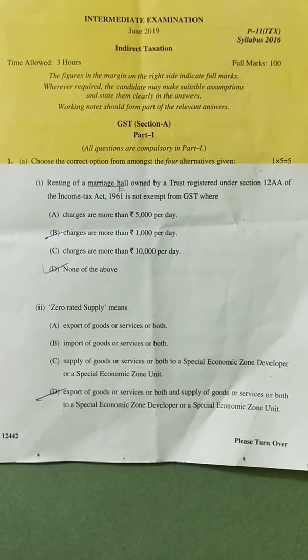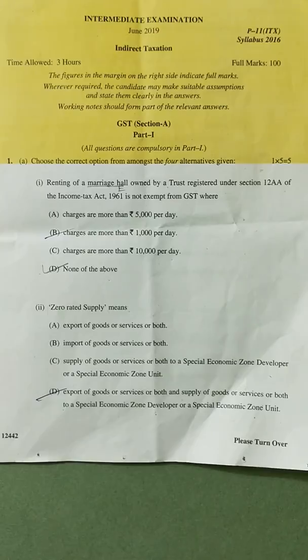I am Lukendra Shekhawat. Today we will discuss GST and Direct Taxation, Paper 11 of Group 2 of CMA Intermediate. There are two sections. First one is GST and second one is Customs. So let me start with the GST part first.